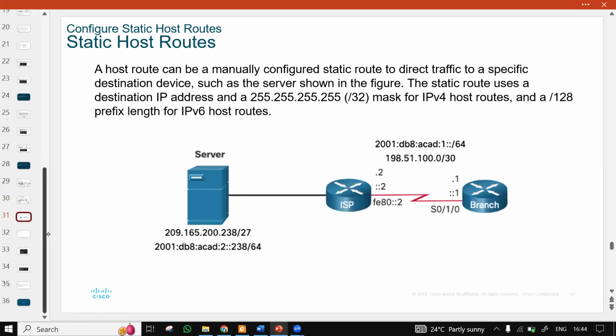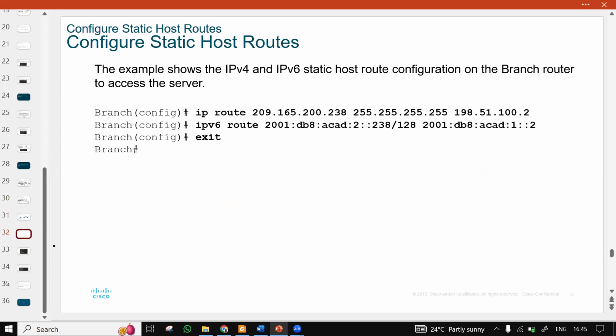Moving on to static host routes. A static host route is what I just explained: for a server, you put its IP address with a /32 mask, which is 255.255.255.255. How do you configure that? You can see here we have the server IP address, our /32 mask, then the next hop IP address. The configuration syntax remains the same.